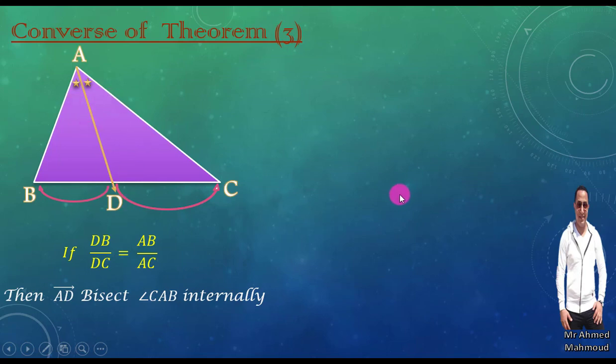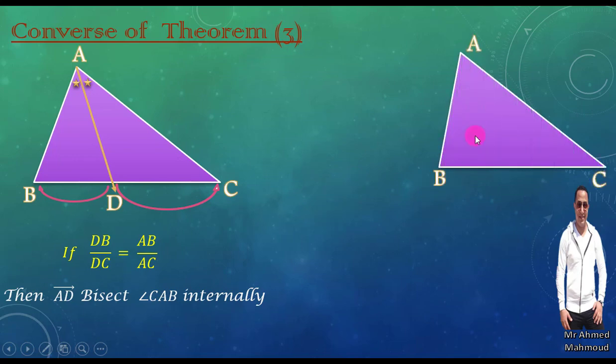Now let's see the external bisector. If we have triangle ABC and we have the exterior angle of angle A, and a ray that bisects the exterior angle of angle A, it is called the external bisector.